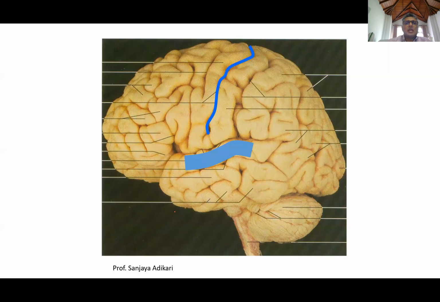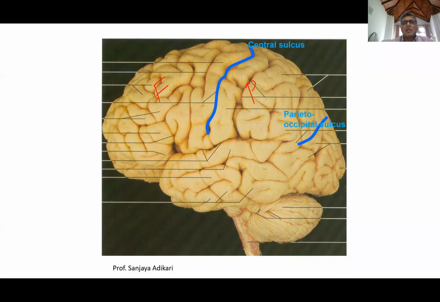If you go into the details of main sulci and gyri, this sulcus, which is in the center, is called the central sulcus. And the central sulcus divides the cerebral hemisphere into a frontal lobe in front and a parietal lobe behind. Then there's another important sulcus called the parieto-occipital sulcus that separates the parietal lobe from the occipital lobe here.